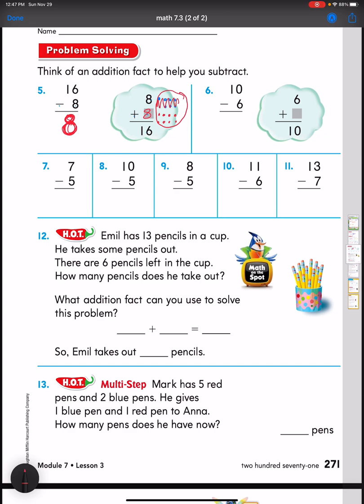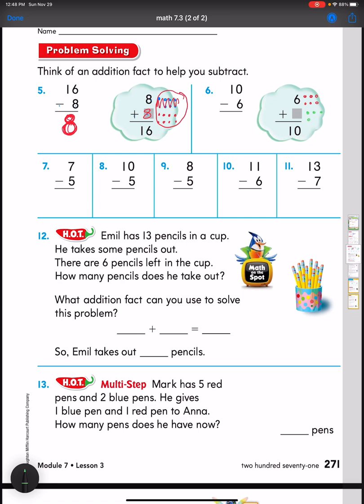All right, let's look at another one, number 6. Our problem is 10 minus 6. We're going to use addition to help us solve this. 6 plus what will equal 10? Okay, so 1, 2, 3, 4, 5, 6. And I'm going to keep going until I get to 10, 7, 8, 9, 10.